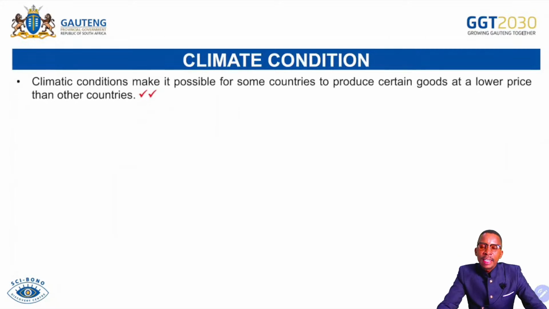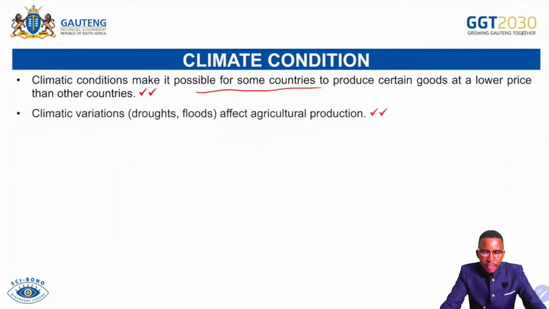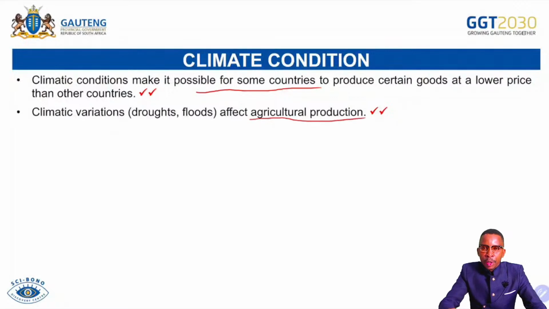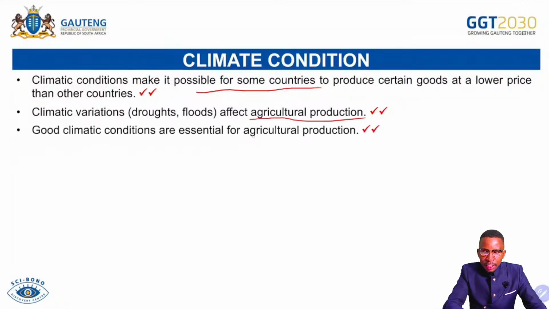You know that climate condition differs from country to country, and climate condition has a huge impact on the agricultural sector. So climate condition makes it possible for some countries to produce certain goods at lower prices than other countries. Climate variations, drought, and floods affect agricultural production. If a country is not favored to produce a particular product, there is no way it can have the harvest, so it will depend on other countries to supply it. Other countries are favored to produce a particular crop, so they produce the surplus and supply even other countries in the world that are unable to produce or cultivate that crop. Good climate conditions are essential for agricultural production.